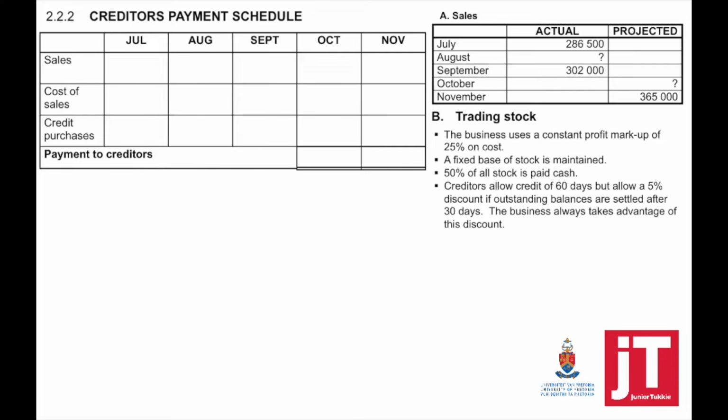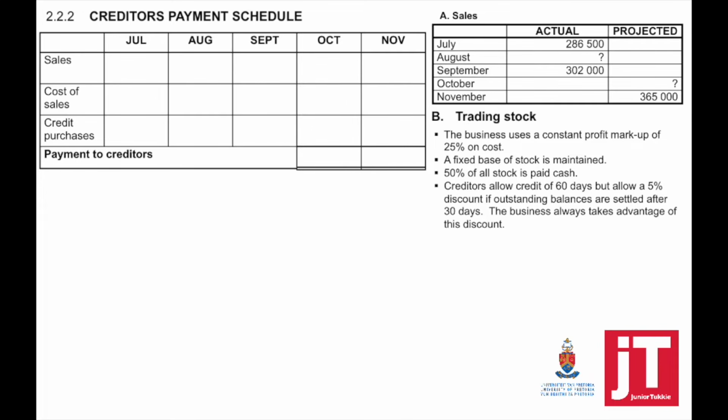So the business is taking advantage of this. Now, reminder, I need to find my cost of sales because a fixed base of stock is maintained, which means that whatever we have sold, we're going to replace so that we can maintain that fixed base. So whatever we've sold, we need to look at our cost of sales. And that's why the markup percentage is given to you. Because I need to use the markup percentage to find out the cost of sales, to calculate it from the sales which was given to us.